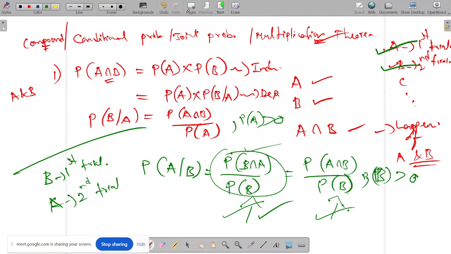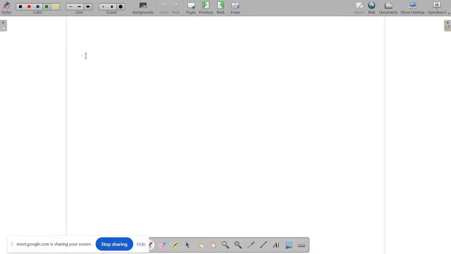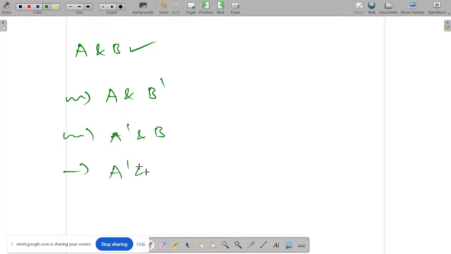Okay. And one more concept, probably since I said it, you would have said okay ma'am. If A and B are independent, obviously we will talk about the other sets. There will always be 4 pairs: A and B independent, A and B dash independent, A dash and B independent, and again A dash and B dash independent. How? Let me go for an example.